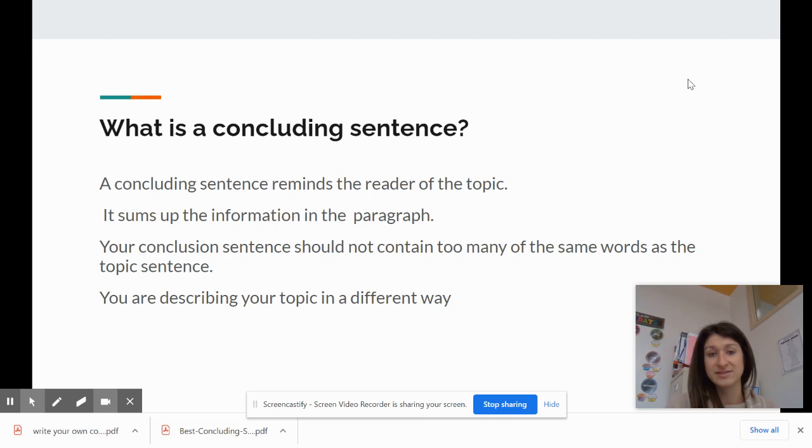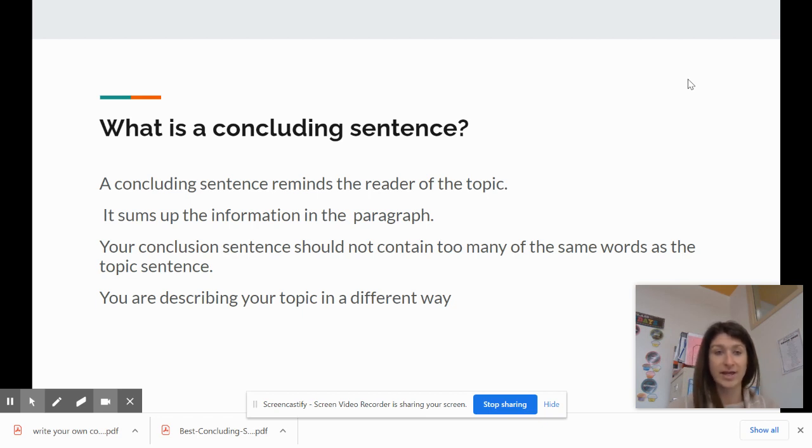Well, what is a concluding sentence? We haven't so much talked about these, but these are extremely important. A concluding sentence reminds the reader of the topic. It sums up the information in the paragraph. Your concluding sentence should not contain too many of the same words as the topic sentence, and you are describing your topic in a different way.